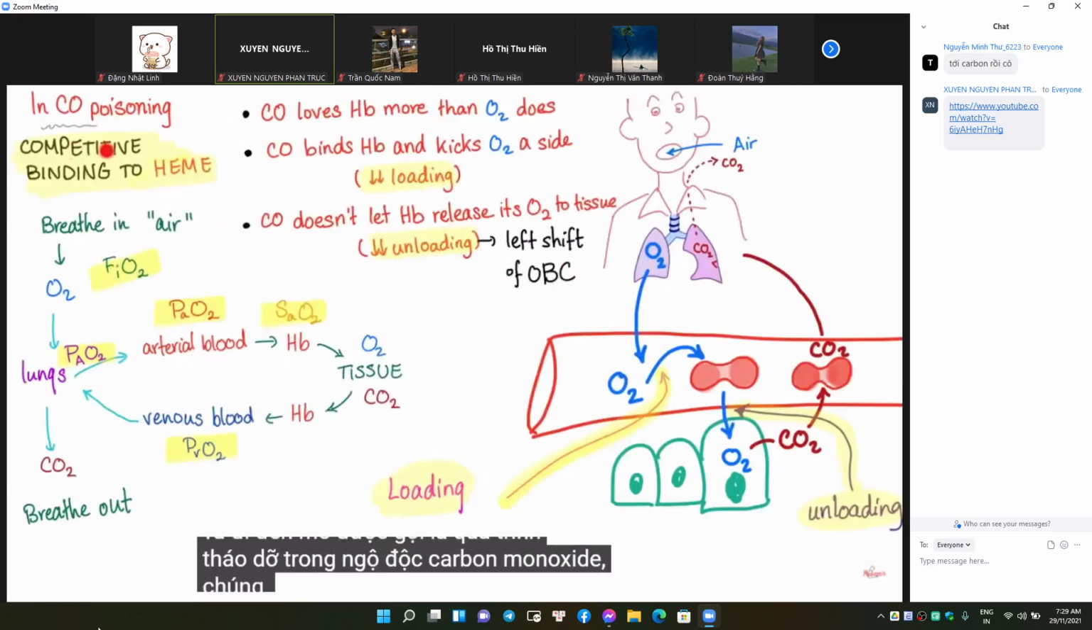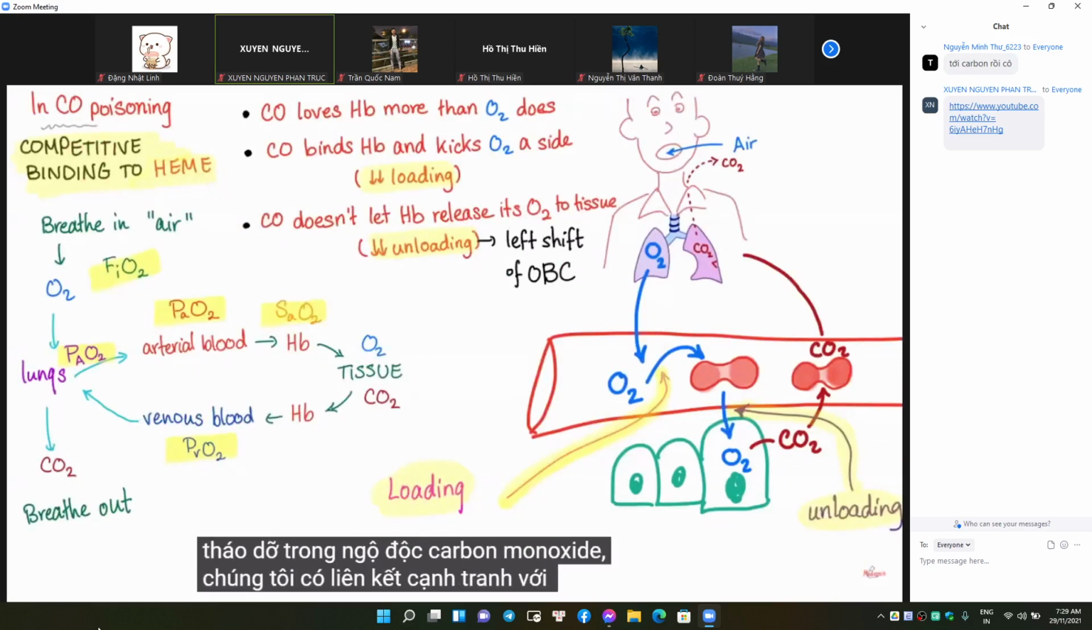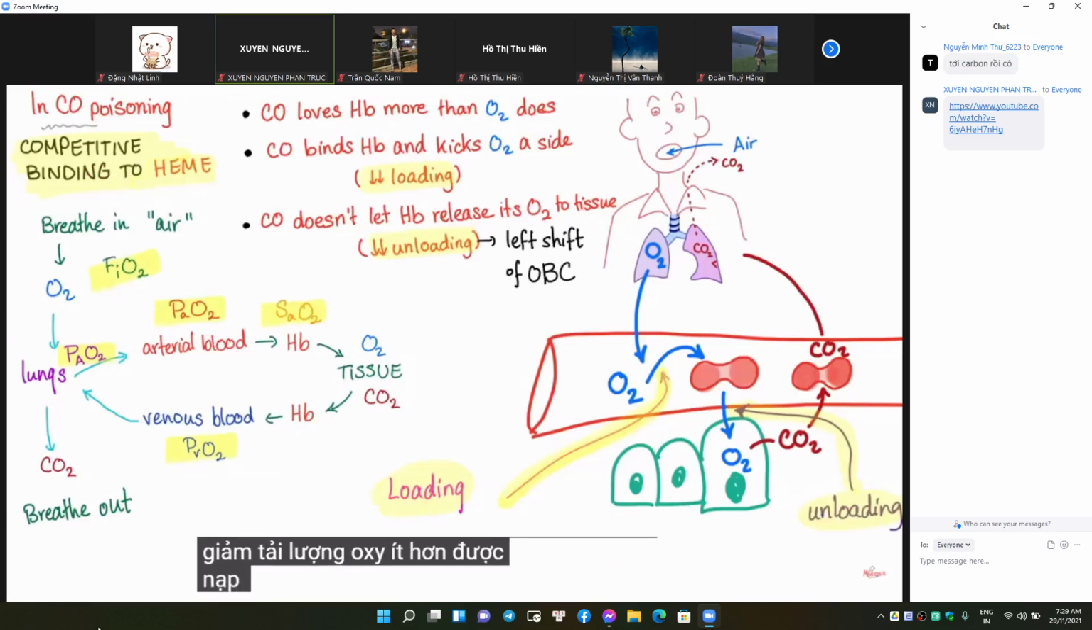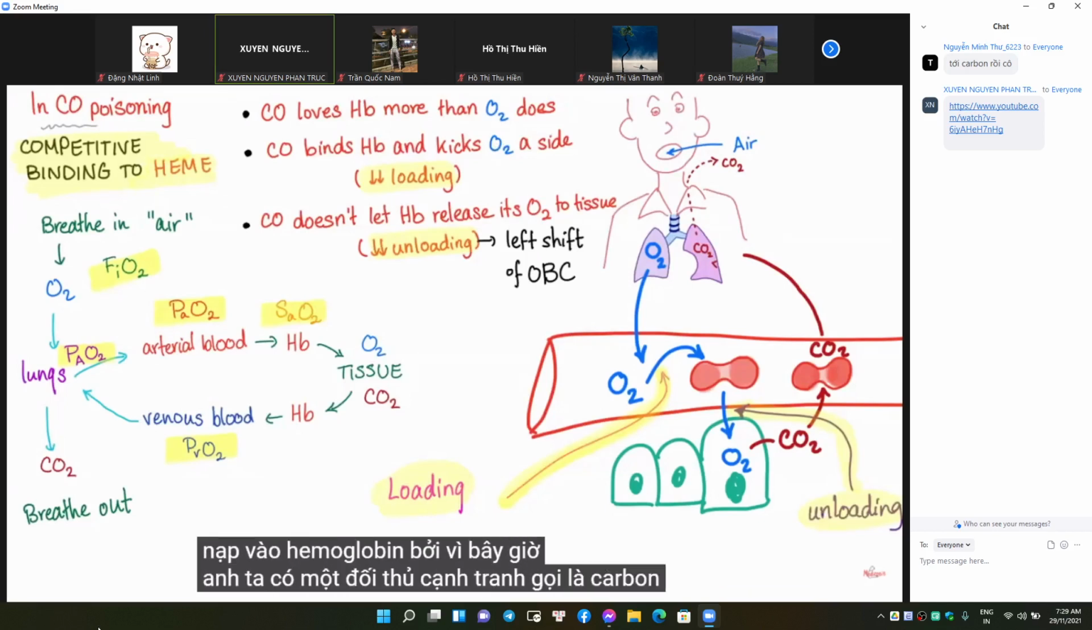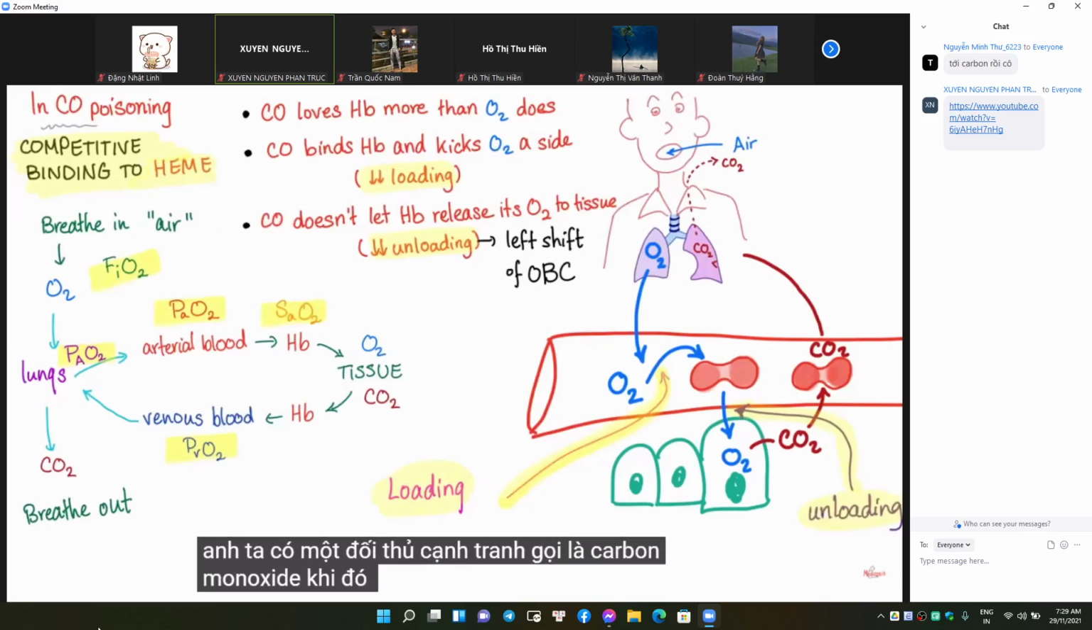In carbon monoxide poisoning, we have competitive binding to heme because carbon monoxide loves hemoglobin more than oxygen does. So carbon monoxide is gonna kick oxygen aside, okay, competitive inhibition, and it's gonna bind to heme instead. This is called decreased loading. Less oxygen is being loaded onto the hemoglobin because now he has a competitor called carbon monoxide.